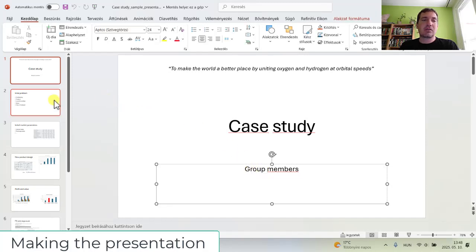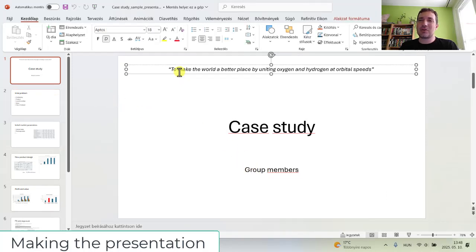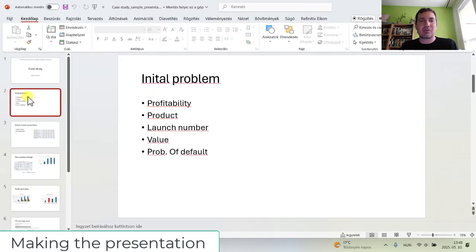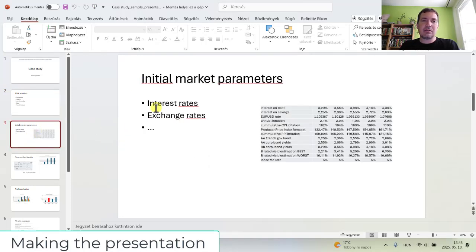Okay, so please don't forget group members. Please don't forget to make up your own agenda about what the vision and mission of the company is. Obviously, since nowadays everybody prefers to be an activist company, to make the world a better place, even if you are making toast ovens or ice creams or whatever. But we have to define the initial problem. We have to define the initial market parameters, so what can we expect? Appreciation, increasing interest rates, inflation, we should still talk about them.